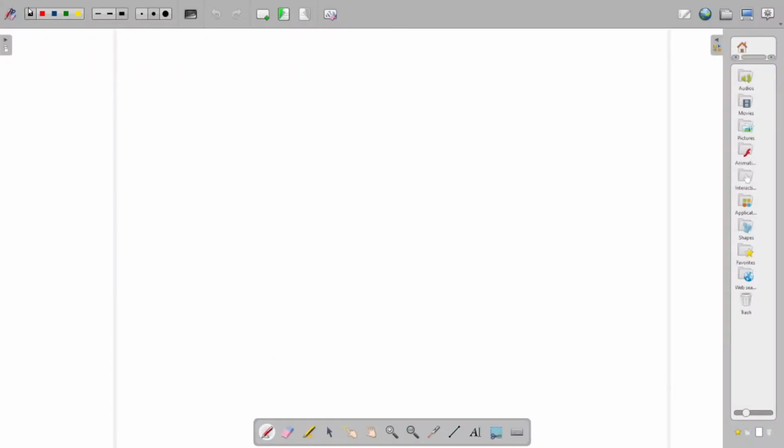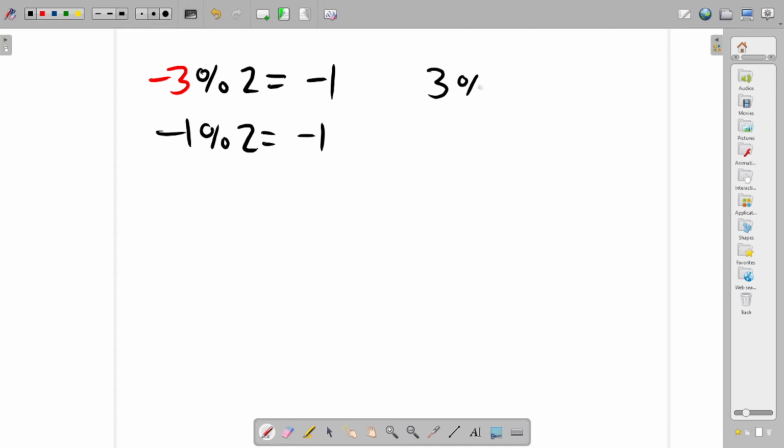Right, so -3 modulo 2 is equal to -1, and -1 modulo 2 is equal to -1. If I did 3 modulo 2, we know that's equal to 1, and 1 modulo 2 is equal to 1.